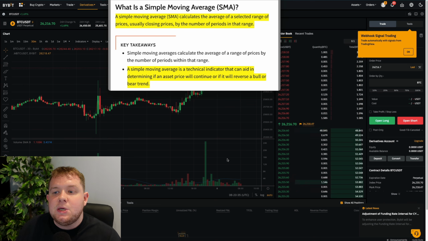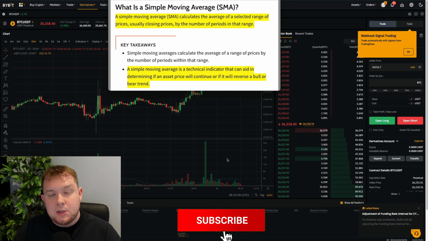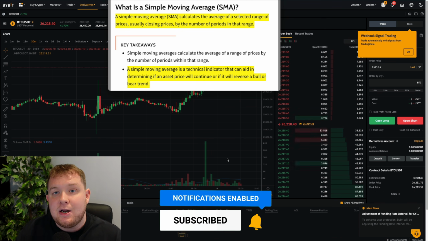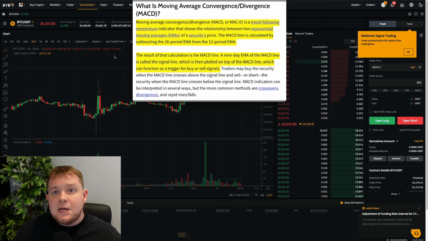A simple moving average is a technical indicator that can aid in determining if an asset price will continue or if it will reverse a bull or bear trend. So it's a good way to tell the overall momentum of the market. Next up, we have MACD.